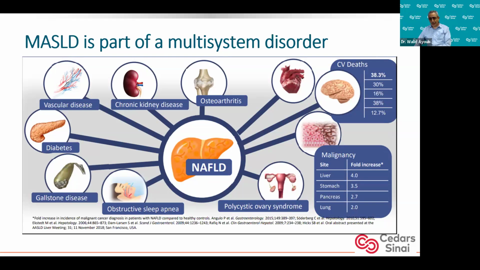But very important, we know patients with fatty liver or NAFLD have a higher incidence of cardiovascular disease or deaths. There are many studies, so overall there is a 40% increased incidence of cardiovascular complications, including death. There are certain malignancies that become more pronounced in patients with fatty liver, especially liver cancer, stomach and pancreas cancer. So whenever we see a patient with fatty liver, we usually try to look for these other associated diseases with fatty liver.